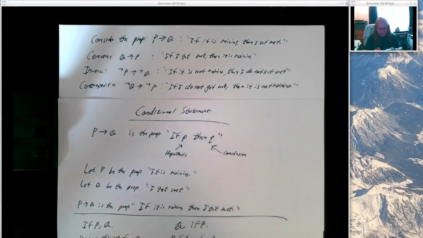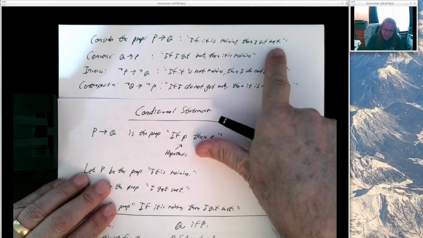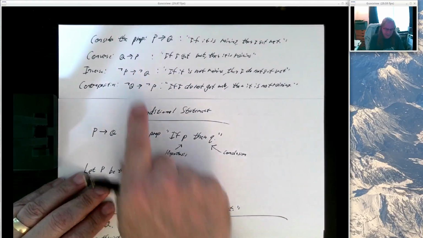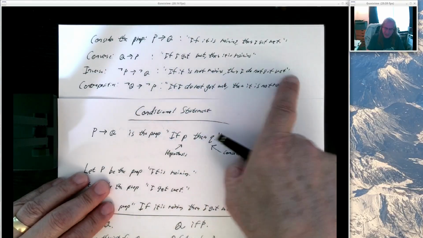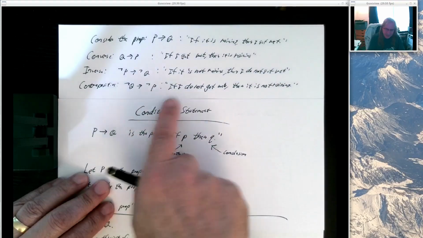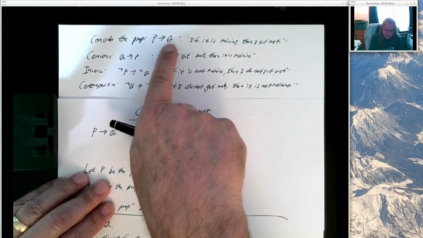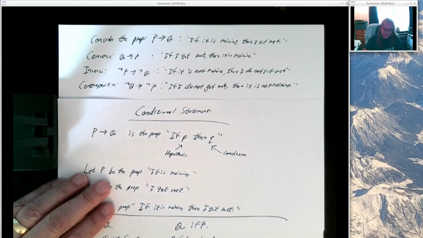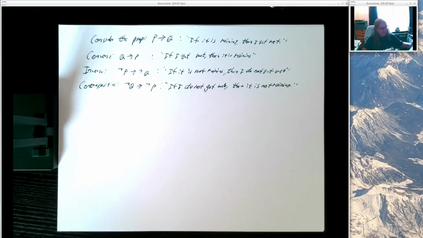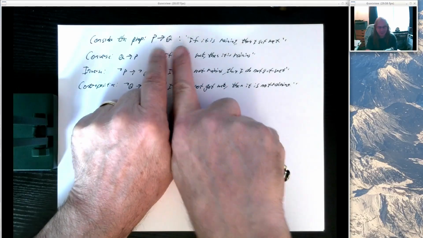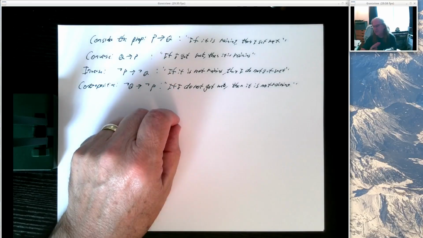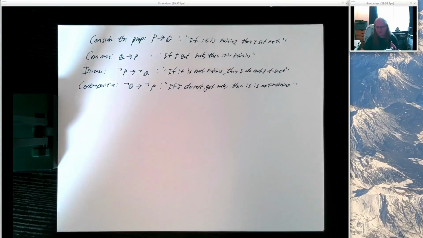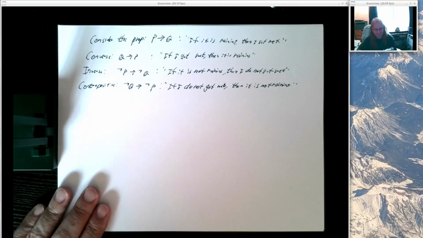Alright, so P says it's raining, Q says I get wet. If it is raining, then I get wet. That's P implies Q. The converse, if I get wet, then it's raining. The inverse, if it's not raining, then I do not get wet. And the contrapositive, if I do not get wet, the second thing, then it is not raining, this first thing. So let's suppose that this original proposition is true. If it is raining, then I get wet. Let's suppose that's a true statement. I don't have an umbrella, I'm outside, I don't have an invisible force field. If it is raining, then I get wet.